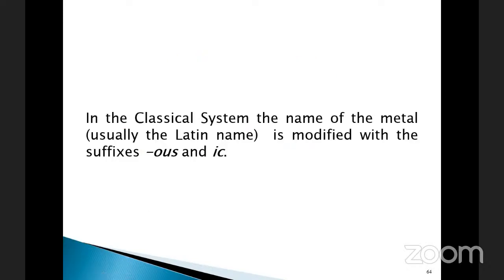Okay, so let's talk about the other type of system, which is the classical system, which is an older system. And it's not as easy to use as in the case of the stock system, but we're going to talk about it anyway, because sometimes you see the system in certain chemical literature. And basically the classical system, what happens is that the name of the metal is modified with the suffixes OUS and IC, or us and IC, all right?